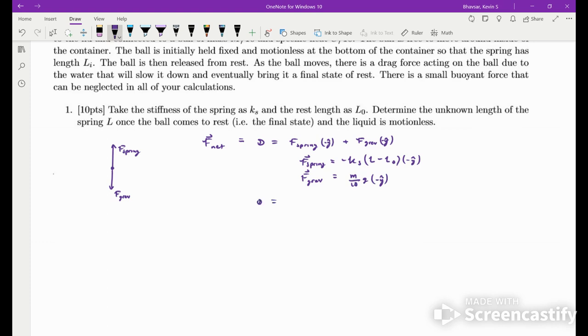Combine these all together, 0 is equal to negative ks. Well, actually, we'll cancel this negative because it is in the negative y direction. So that just becomes positive k sub s times L minus L naught. And gravity is in the negative y direction, so that'll be mg over 10. We'll move things around so that we can isolate L. Looks like L is equal to L naught plus mg over 10 ks.